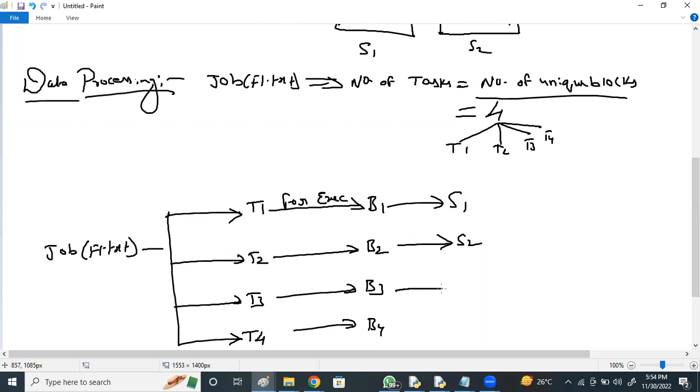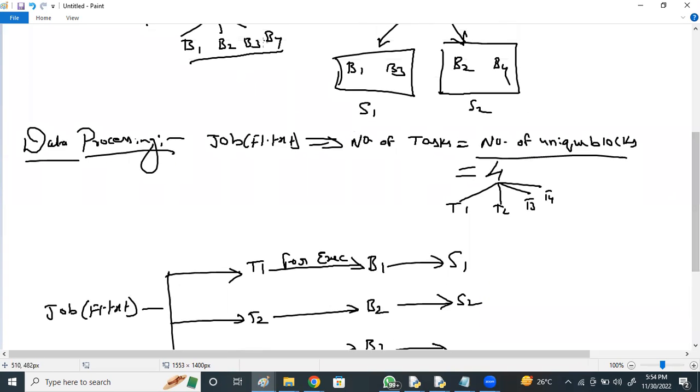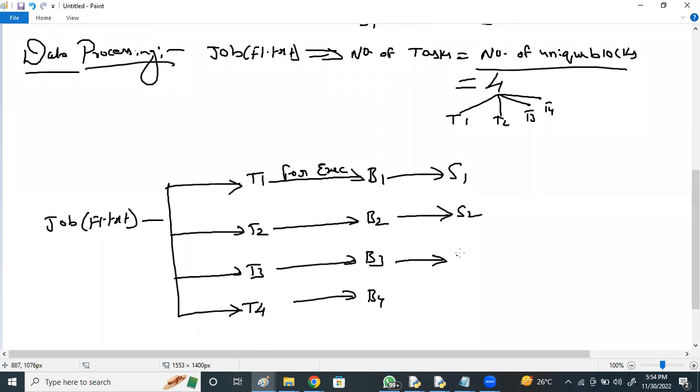T3 task, who should execute? You can unmute yourself and give your response through voice, right? T3 by S1 again. T4 by S2 again.